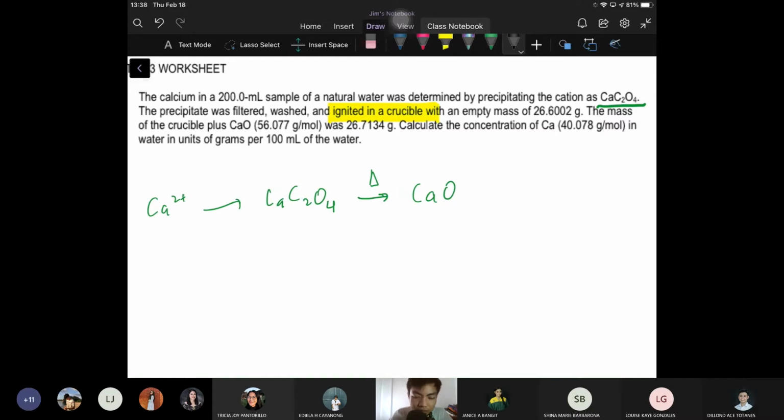So, ang tanong sa atin is to calculate the concentration of calcium in water units of gram per 100 ml of the water. Okay, so, basically, di ba alam na natin yung mass neto. So, i-convert lang natin yan back to calcium ion concentration. Okay. So, madali lang yan using stoich. So, let's get started. So, ano yung mga binigay sa ating masses, pati mga volume. So, we have 200 ml volume of the sample. Okay, so we have 200 ml here. And then, ano meron?